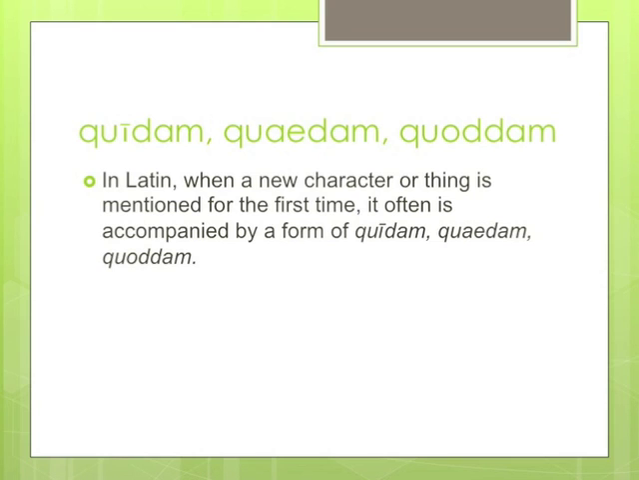So, when Roman speakers are speaking or writing, and they mention something for the very first time that hasn't been mentioned before, they frequently use this word to tell whoever is listening to them or reading them that the thing they are talking about has not been mentioned before. That is the primary function of quīdam, quaedam, quoddam. It indicates that a new element, a new person, or a new thing has been added to a narrative.